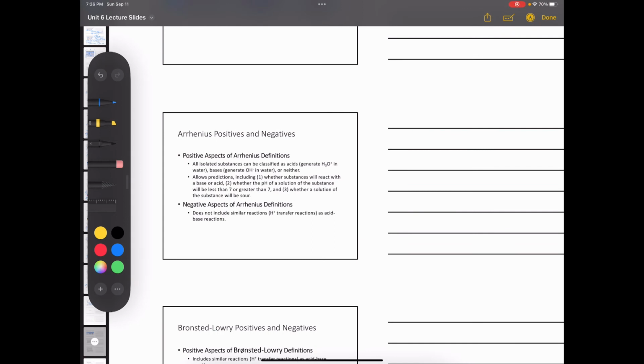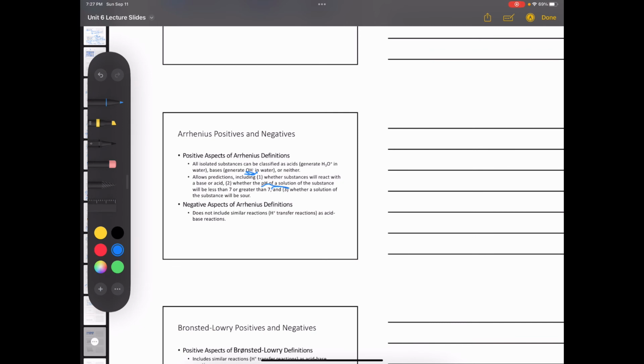The Arrhenius definition has its own pros and cons. One of the positive aspects is that you can isolate and identify substances based on the formation of the hydronium ion or the hydroxide ion. It also allows prediction of whether the substance will react with an acid or a base, based on whether it is forming hydronium or hydroxide. The Arrhenius definition also helps us determine the pH of a solution, whether it is above or below 7.